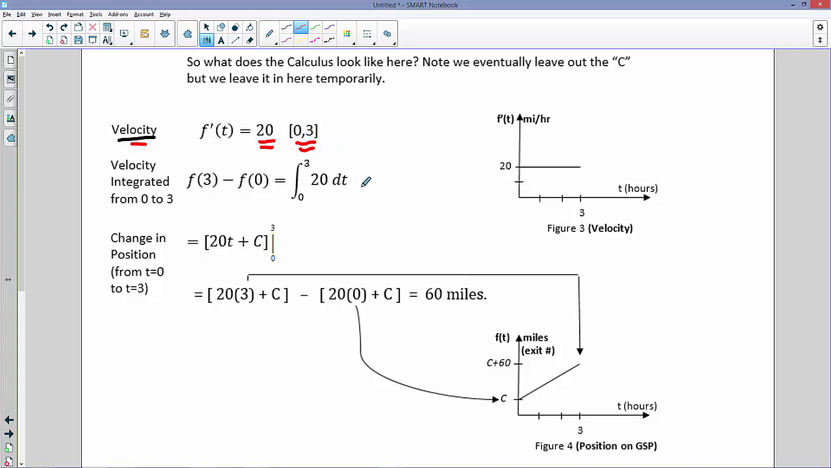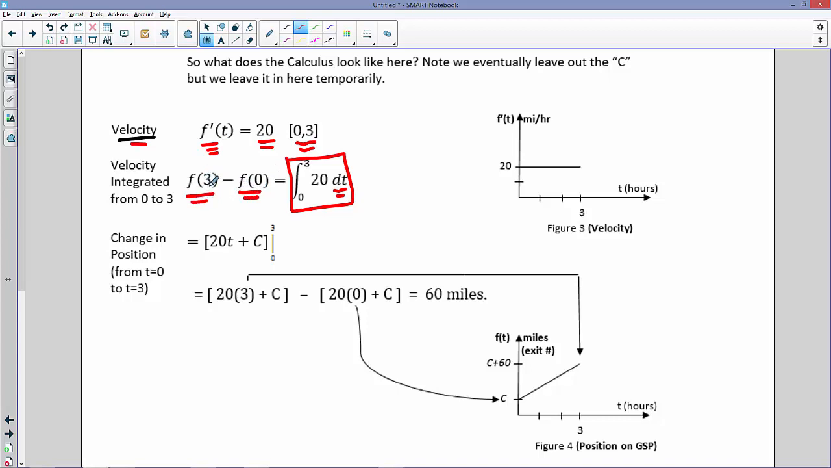Okay? So if we integrate, and again, I'll explain what this dt means in a little bit, when we integrate with respect to t from 0 to 3, we get the displacement. We get the displacement. Now remember, this is f prime. This is f prime, okay? And the displacement can be written as f of 3 minus f of 0.